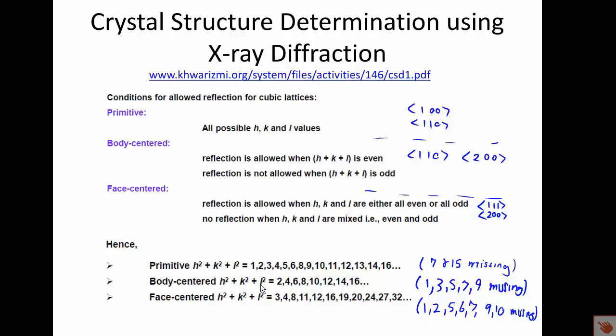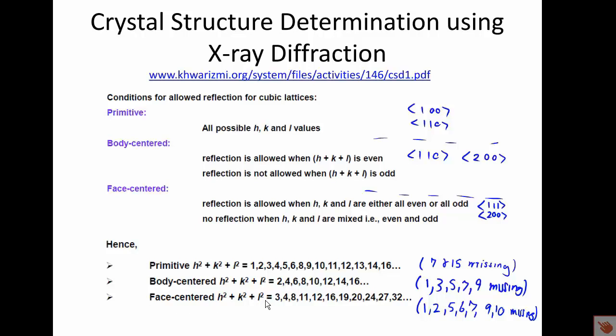Could it be a body-centered cubic? Well, body-centered cubic is 2, 4, 6, 8, 10, 12, 14, 16. However, if we say that the first normalized value corresponds to a 2 rather than a 1, if we divide each of these values by 2, then we do indeed get a sequence 1, 2, 3, 4, 5, 6, 7. That includes 7. So I'm thinking it must be a body-centered cubic.